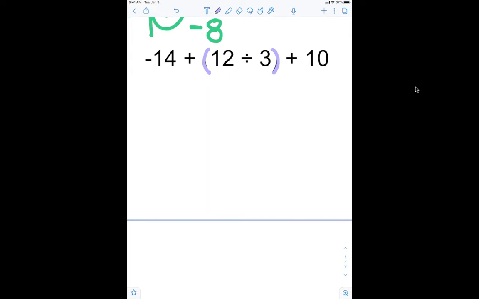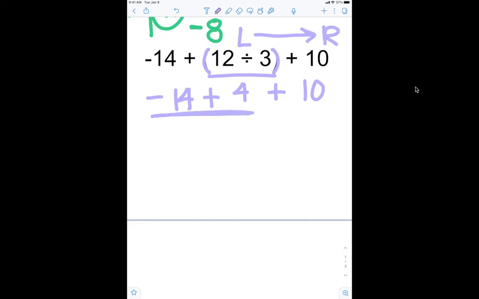So even if it were an addition problem in here, it would still get to go first, even though this -14 goes first. Because of those parentheses, we get VIP access and they get to skip ahead in line. Okay, so 12 divided by 3 we know is 4. Copy everything down, make it nice and pretty. Okay, then I'm working from left to right. So I start like reading a book. I start over here. This plus goes first, so I'm doing that plus first.